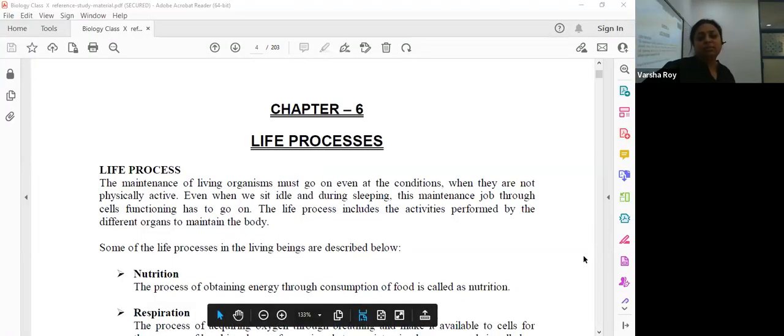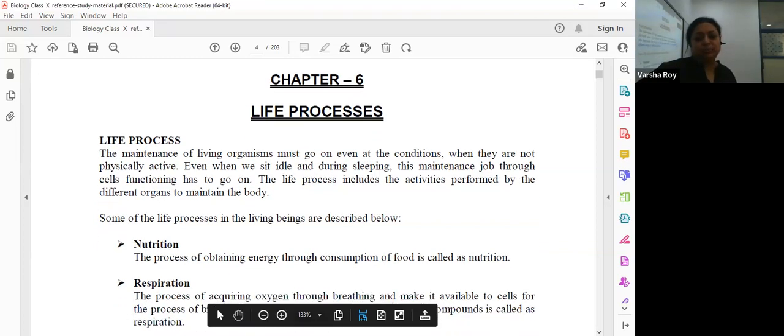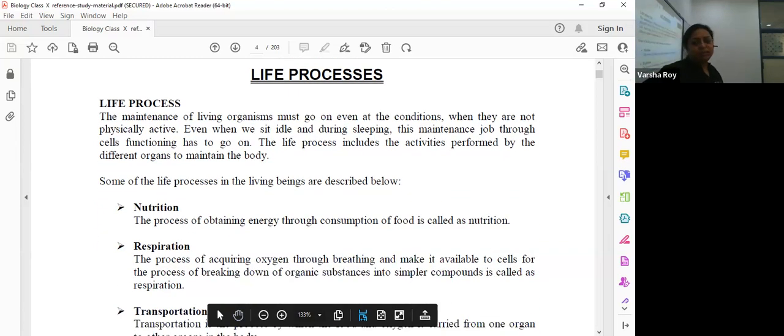Yes, so this is about the life process chapter we're going to discuss today. And the topic today, for the foundation, is nutrition. Life process is one of the chapters in class 10th, which has 4 life processes involved: nutrition, respiration, circulation, that is transportation, and excretion.